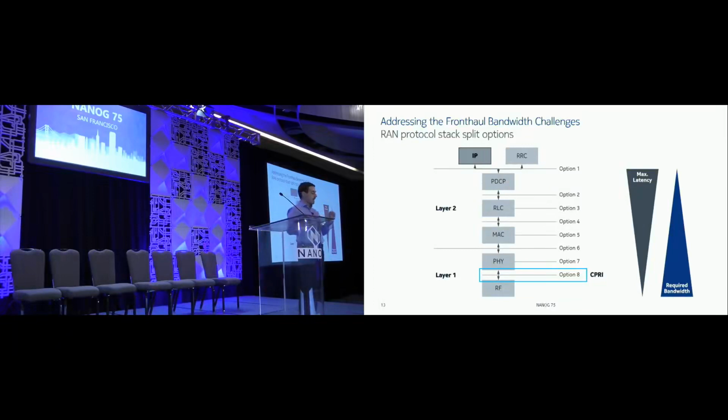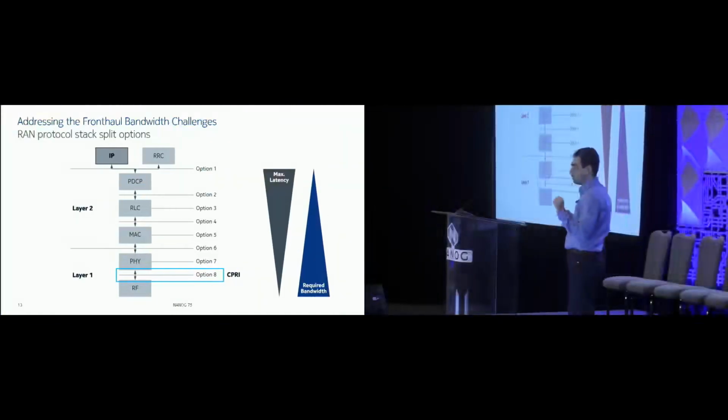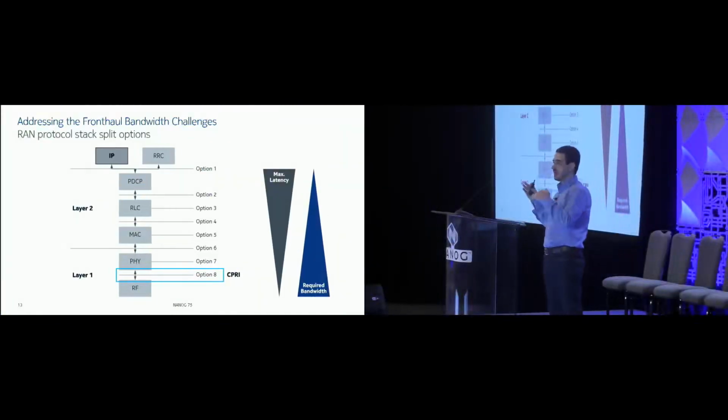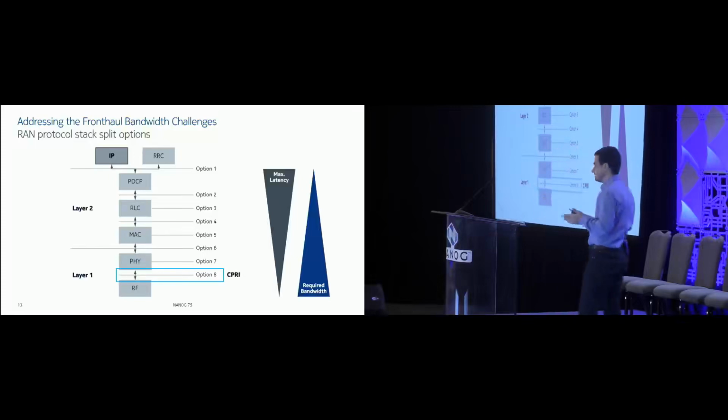So the way to look at it is that with the CPRI protocol, we're splitting the radio between the PHY layer and the RF. That is possibly the worst place in terms of latency tolerance because it's the smallest latency tolerance. And possibly the worst place as well from a bandwidth perspective because you have all the encapsulations there already, right? So it's where you have the most bandwidth and the minimal latency tolerance.